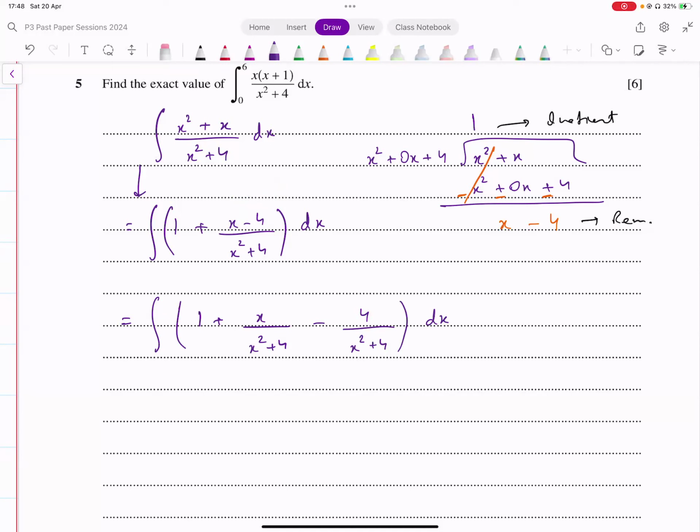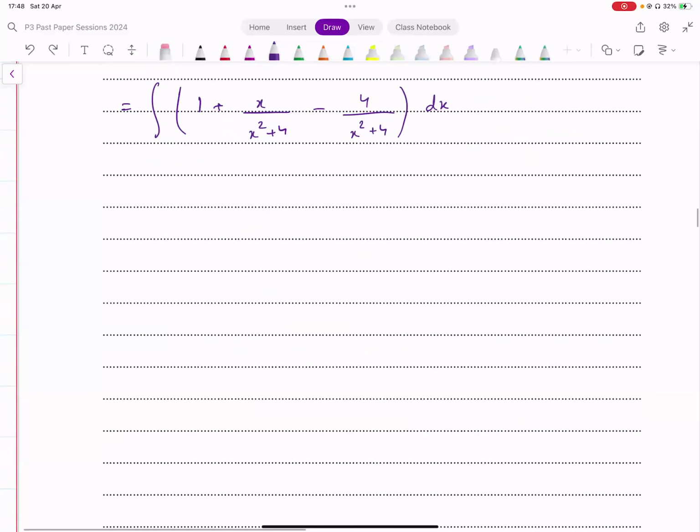And now each of these terms can be integrated separately. One can be integrated directly. On this, we could use the ln rule. On this, we could use the tan inverse rule because all of these forms are the standard forms now. So let's split them first into parts. This is the first integration. This is the second integration, x over x squared plus 4 with respect to x. And then the last one is 4 over x squared plus 4. Okay, so now we need to integrate each one of them separately.